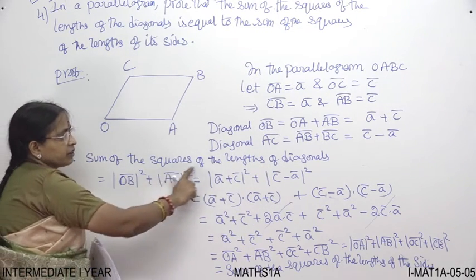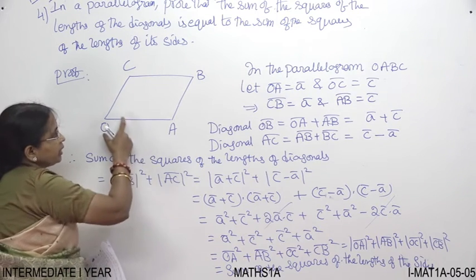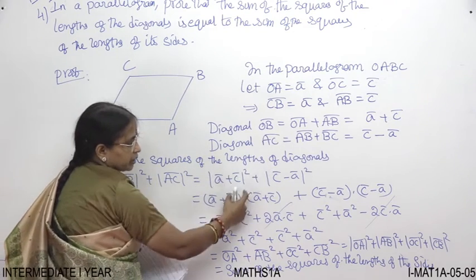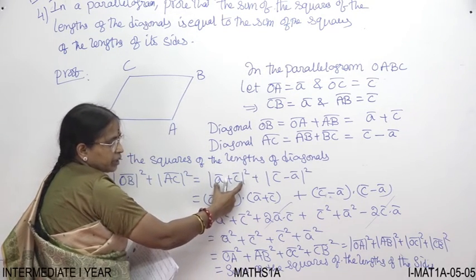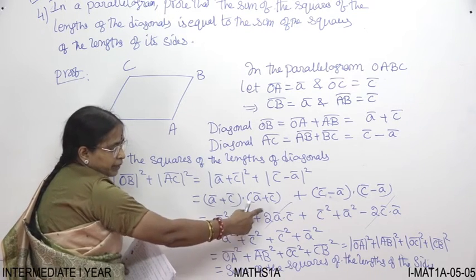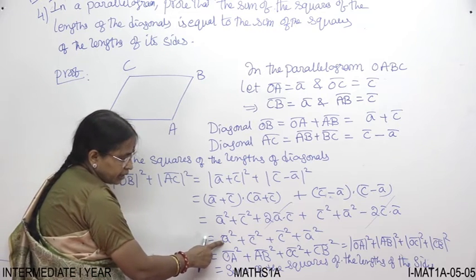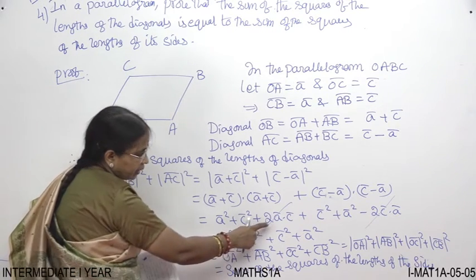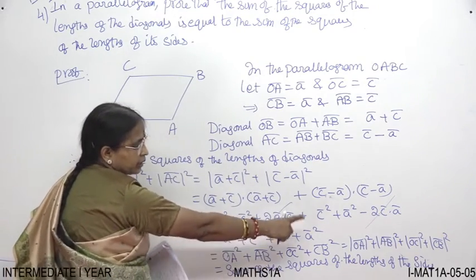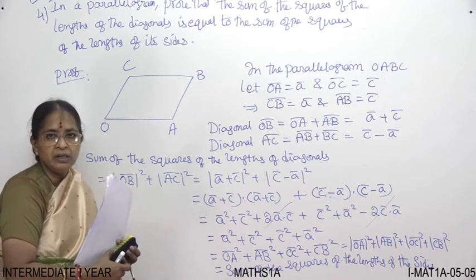Now the sum of the squares of the lengths of the diagonals means it is OB square plus AC square. So you substitute the values and expand. You know that A square is A dot A. So take the dot product, expand, then this will get cancelled. You will get like this. So write one A square as OA square and then another as CB square. When you write like that, it becomes the sum of the squares of the lengths of the sides.